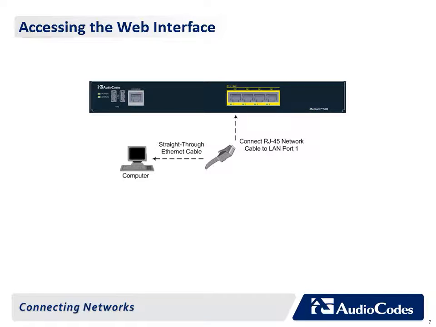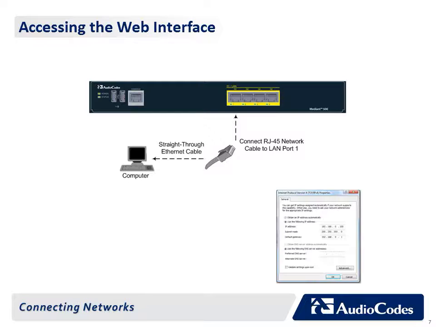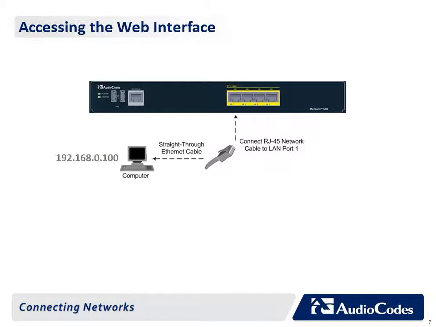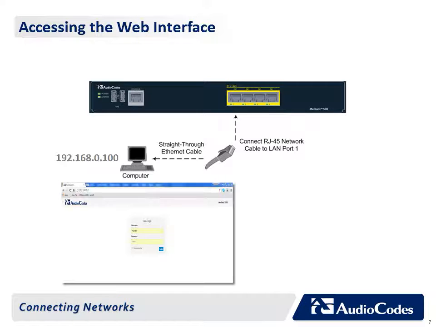Similar to the Mediant 800B, on the Mediant 500, connect port 1, the leftmost LAN port, located on the front panel, directly to the network interface of your computer using a straight-through Ethernet cable. In the same way as for the other devices, change the IP address and subnet mask of your computer to correspond with the default IP address and subnet mask of the device, and then access the web interface.